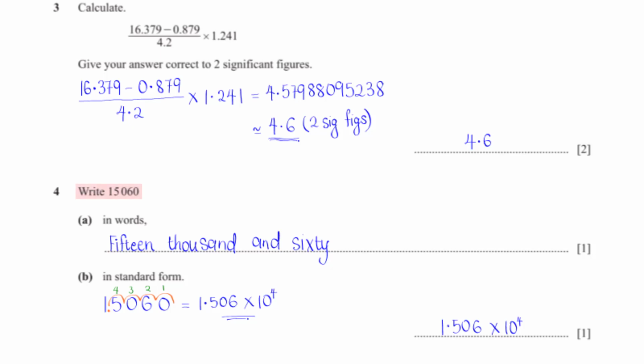Write 15060 in words. So this is 15,060. Write 15060 in standard form. When we move the decimal point from the end of the number to a position after the first non-zero digit, we have 1.506. Because we moved the point 4 times to the left, we have times 10 raised to the power 4. And so our final answer becomes 1.506 times 10 raised to the power 4.